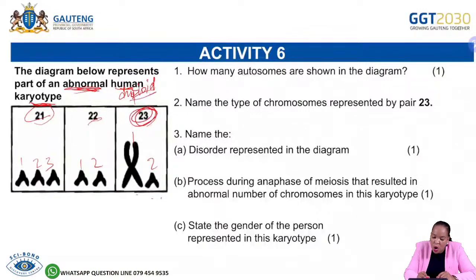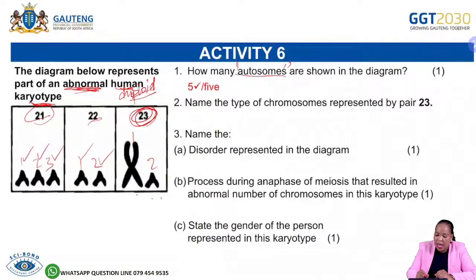Now, how many autosomes are shown in this diagram? The key is autosomes. What are autosomes? Ordinary chromosomes, all chromosomes except the sex chromosomes. So how many are they? 1, 2, 3, 4, 5. We have 5. Name the type of chromosome represented by pair 23. Gonosomes. These are our sex chromosomes.